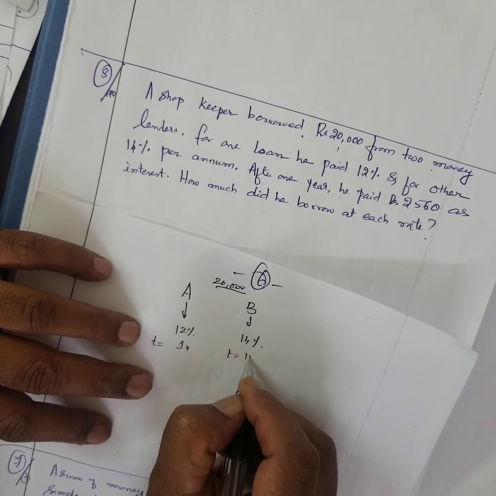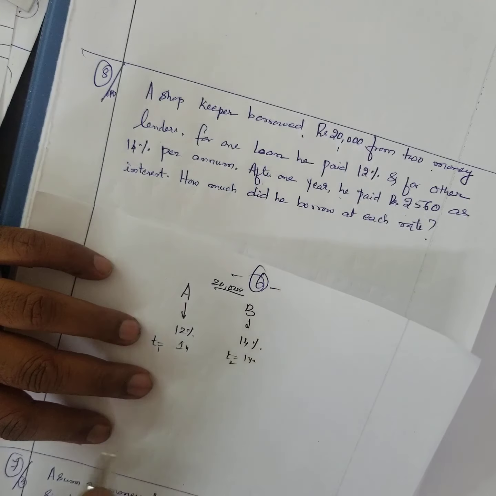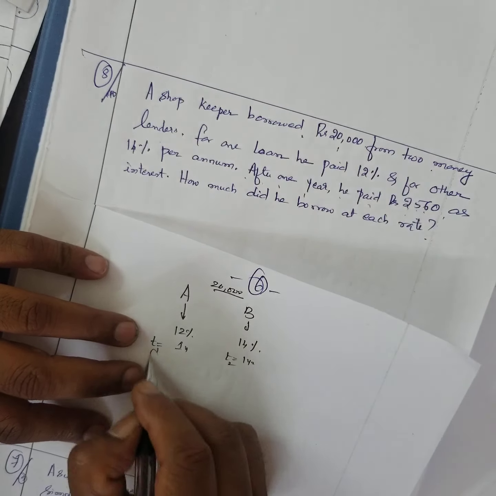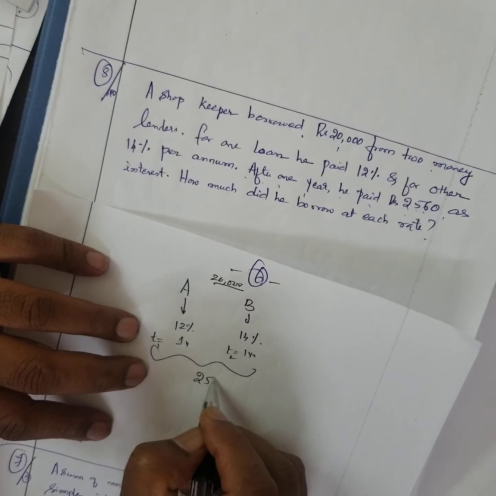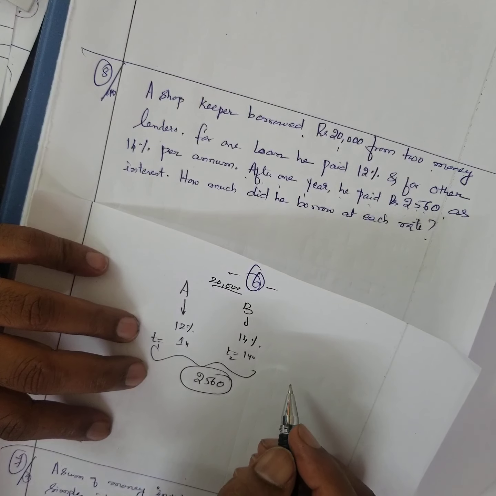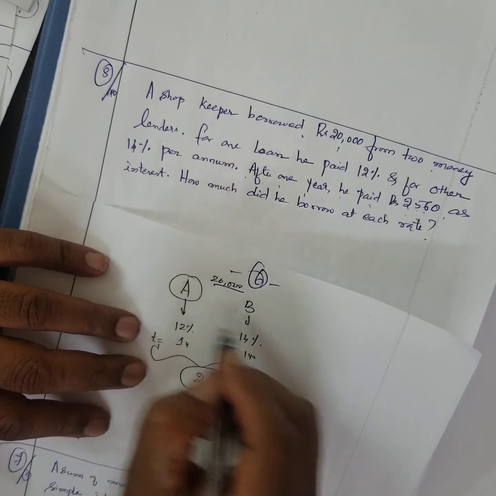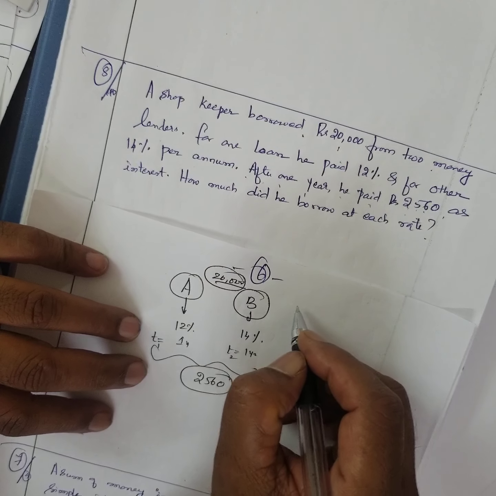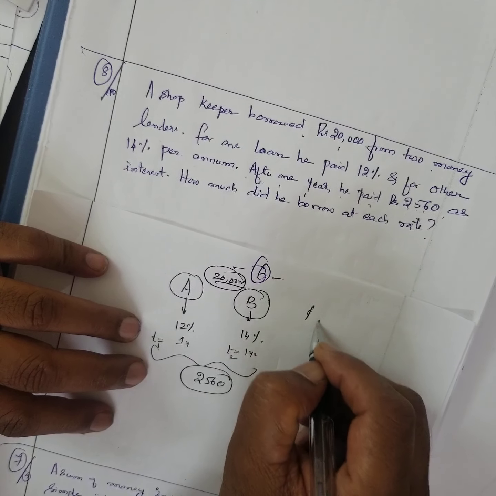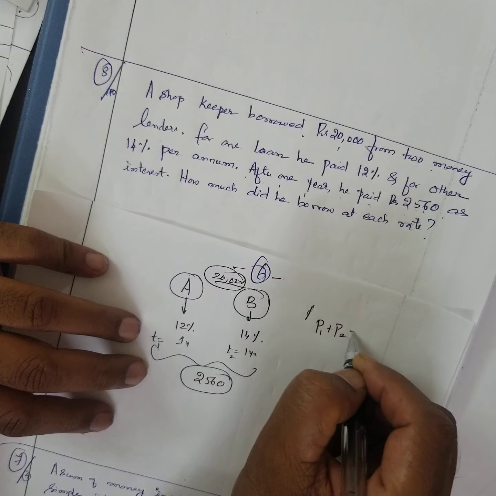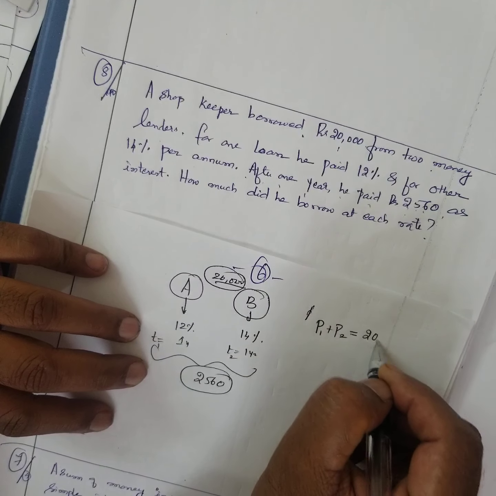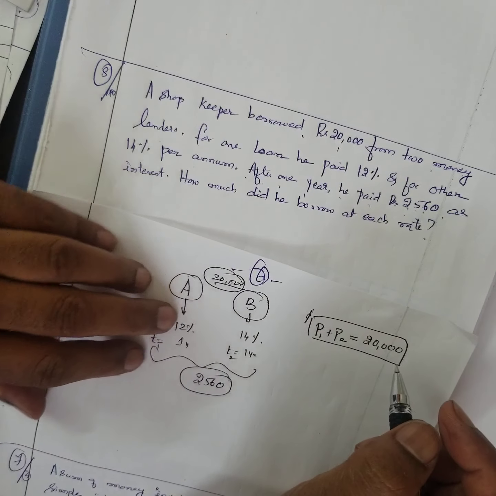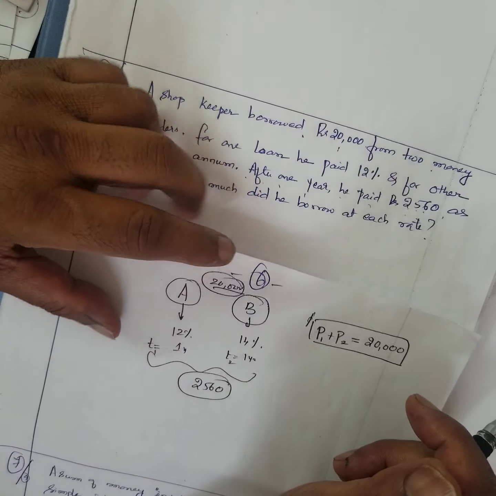Here also T is equal to 1 year. T1 and T2 are 1 year. After 1 year, he paid 2560 as interest. Total interest is what? 2560 as interest. How much did he borrow from each person? How much he borrowed from each person? 20,000. That means, what is the principal he has taken? P1 plus P2 is equal to 20,000. He has borrowed, right? Now you have to plan it and do this.